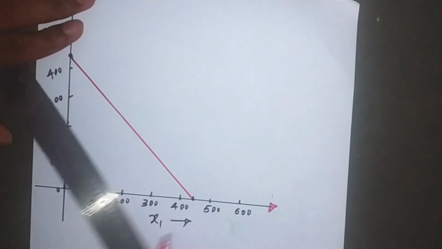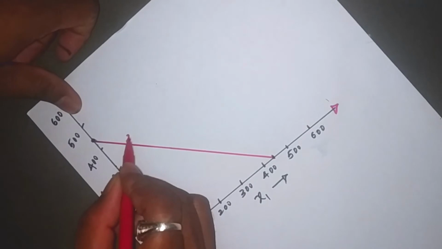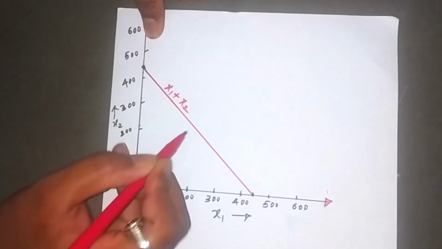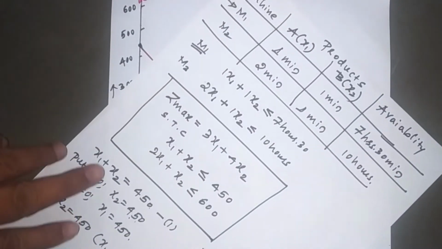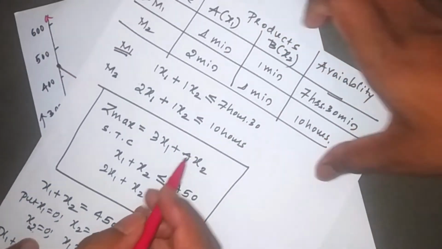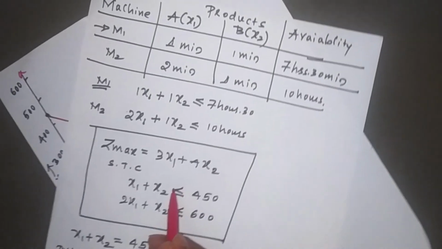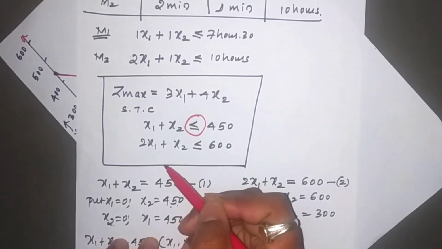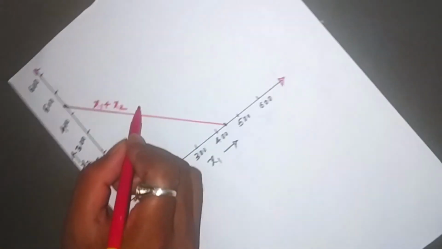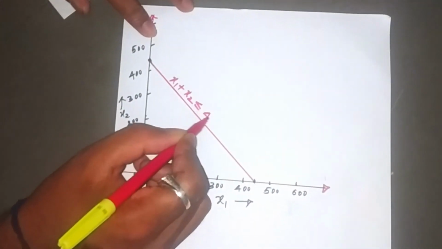So this is that condition, where we have the constraint x1 plus x2. And the important thing we have to see here is that in the problem we have x1 plus x2 with a less than or equal to sign. So now we have to use this condition: this is less than or equal to 450.